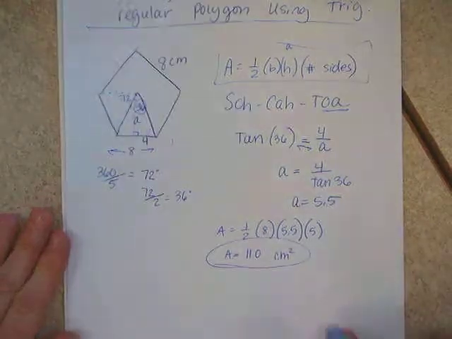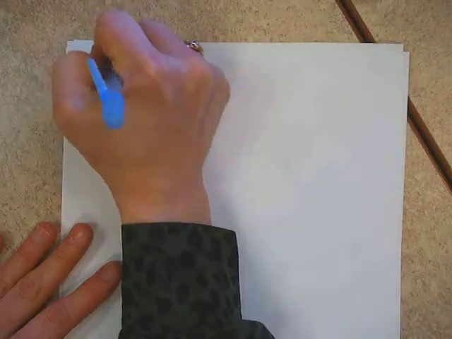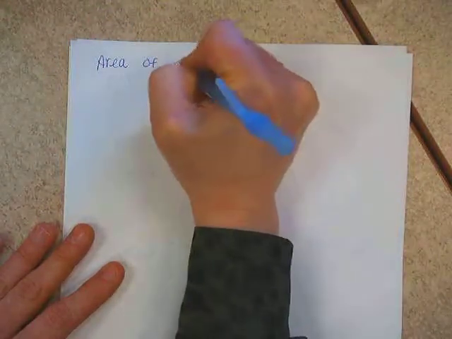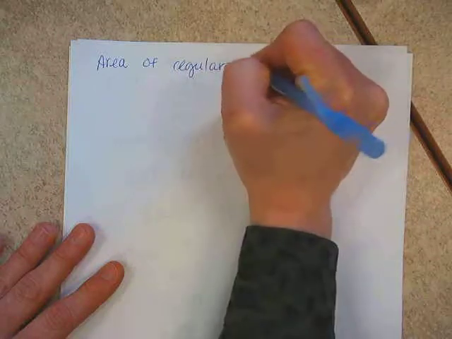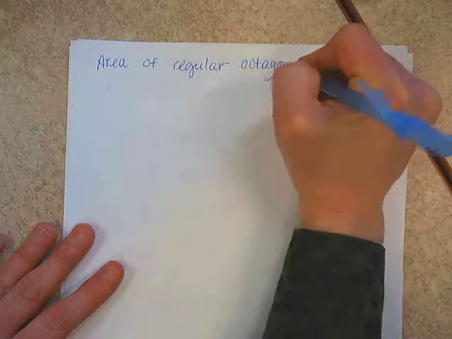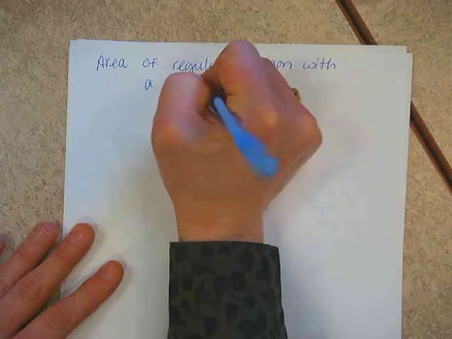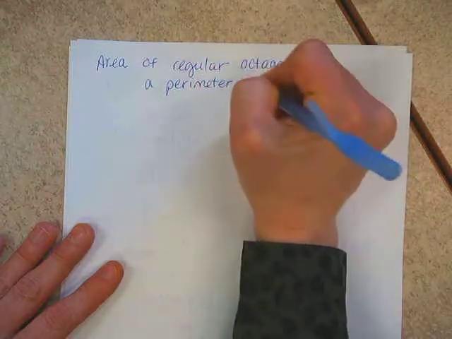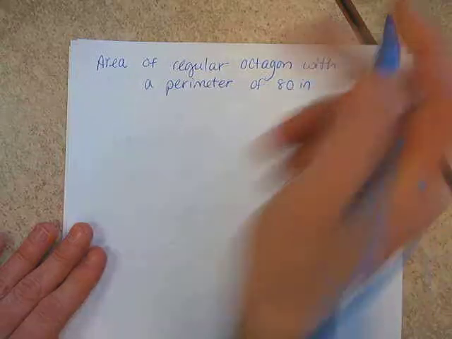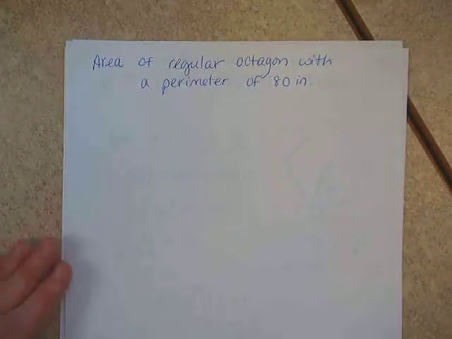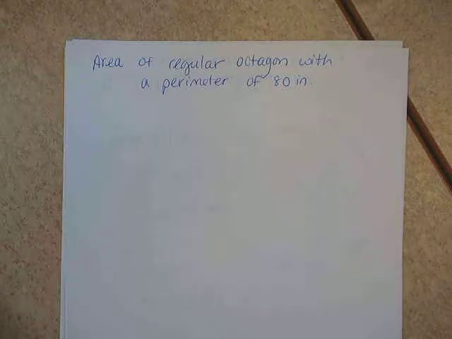Okay, the next one we're going to do gives us slightly different information, but I'm going to flip this over so we have a little bit more space. Okay, this one has no picture. It says find the area of a regular octagon with a perimeter of 80 inches.